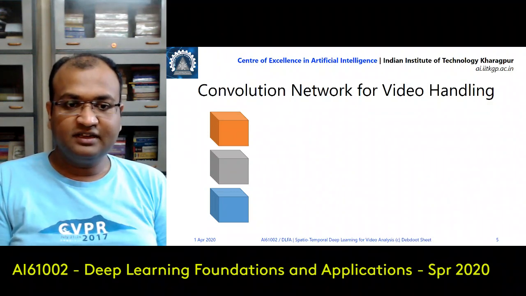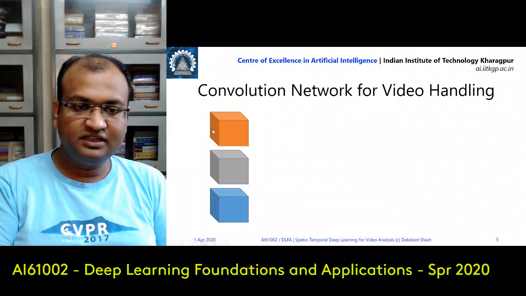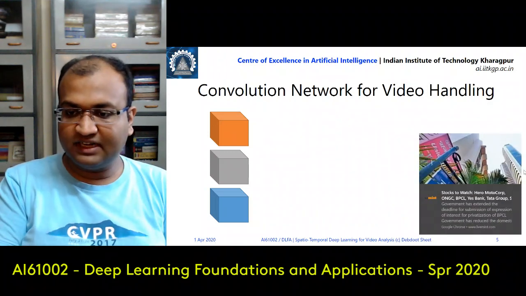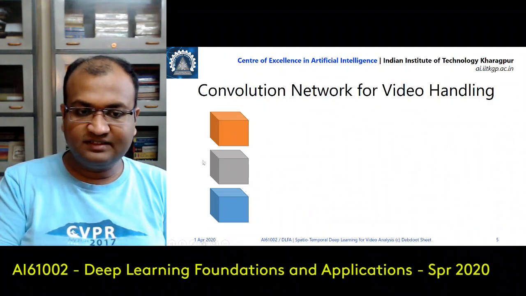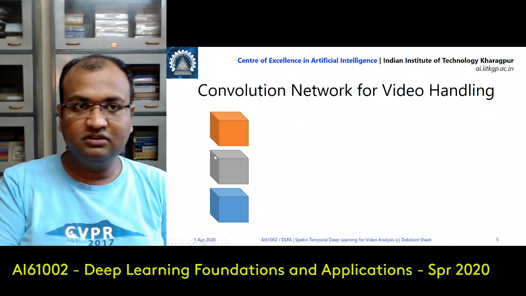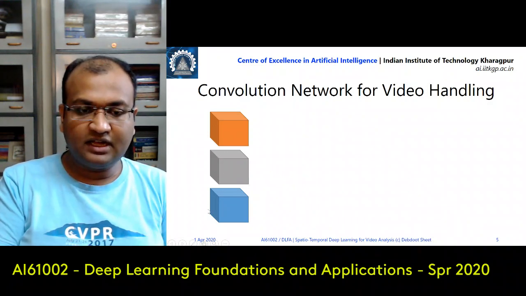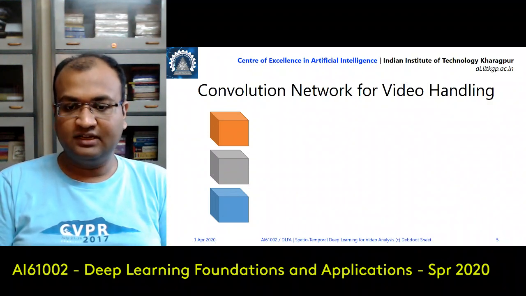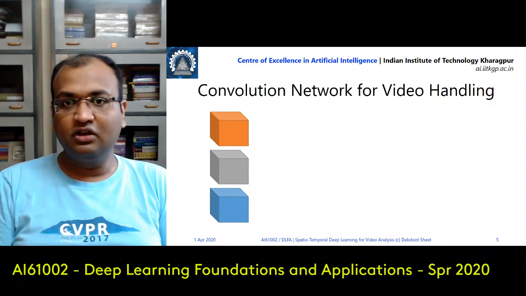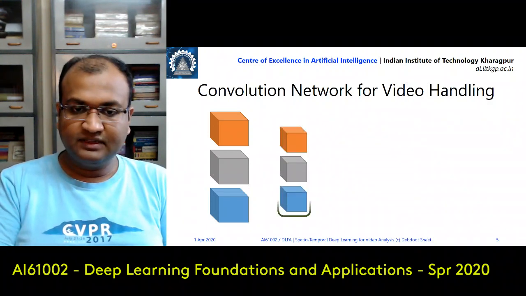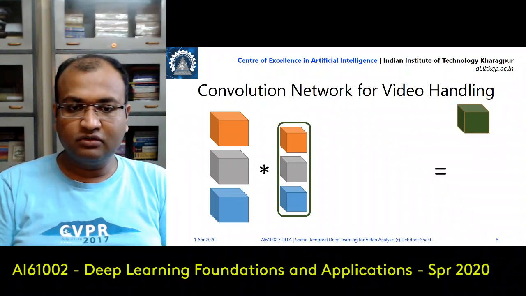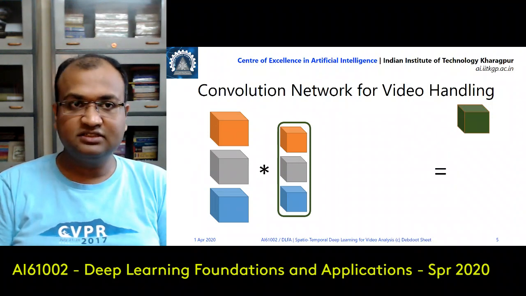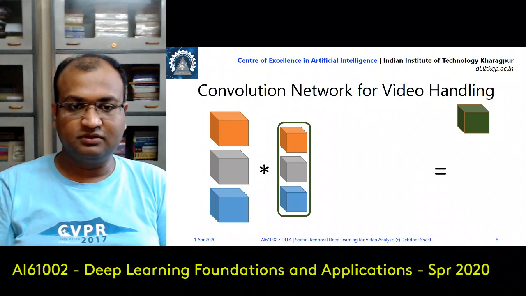The block in red which I see over here is the stack of all frames of the red channel. The one which I see in gray corresponds to the stack of all frames of the green channel, and the one I see in blue represents the stack of all frames from the blue channel. And now I am going to make use of all of this. For convolving, I will need a convolution kernel. This convolution kernel should also be a 3D structure, because I'm going to do a 3D convolution on top of it. Okay.